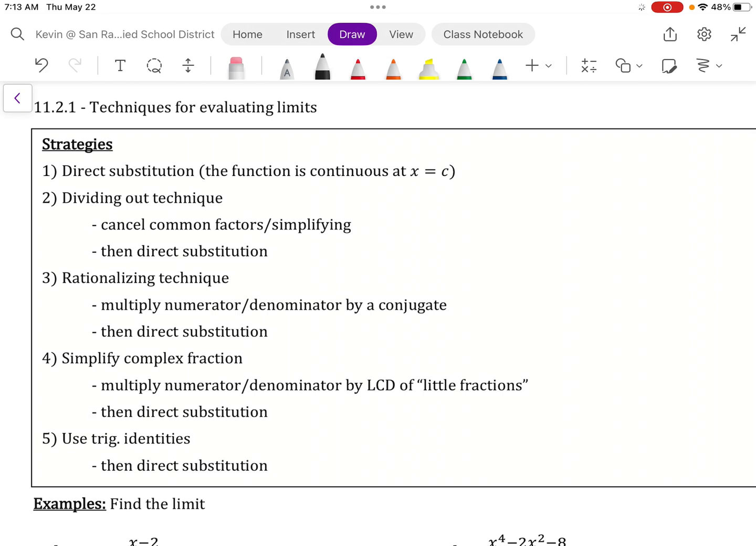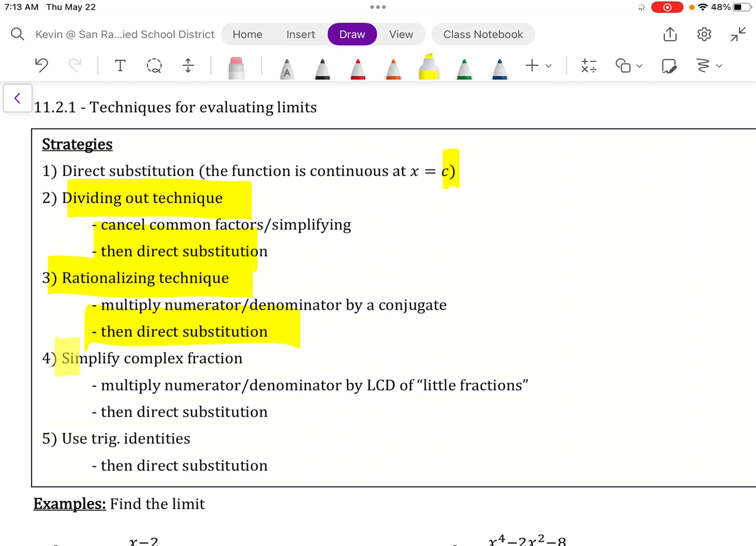You can use the divide out technique. So in other words, cancel the common factors and simplify, then do direct substitution. The other one is rationalize: multiply the numerator and denominator by a conjugate, then do direct substitution. In other words, how can we simplify the function so that when we do put in that C value of our limit, it actually works, okay?